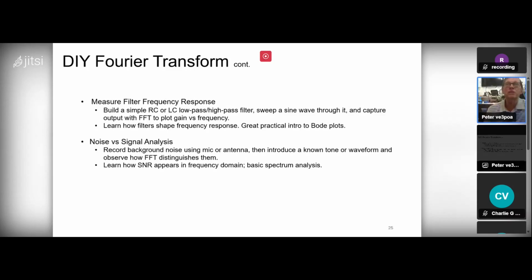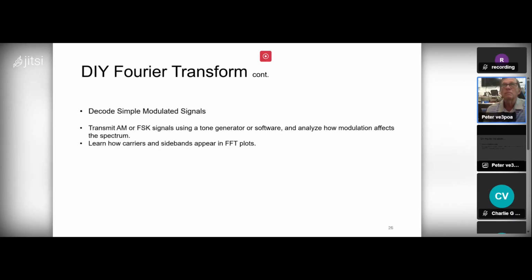Measure the responses of filters, and noise versus signal analysis, and that one crops up every once in a while of late, anyways. Trying to get a handle on noise, how to measure it, etc. And decode simple modulated signals: transmit AM or FSK using your tone generator, and then analyze how the modulation affects the spectrum.